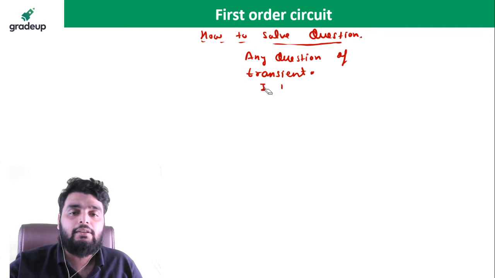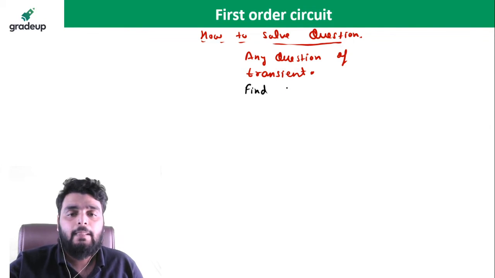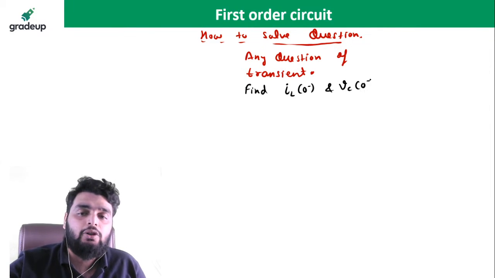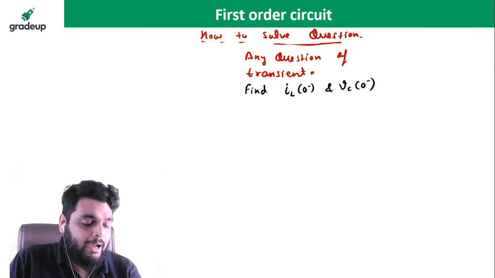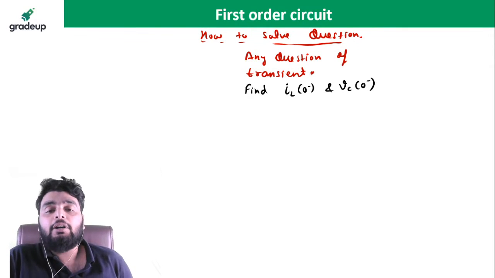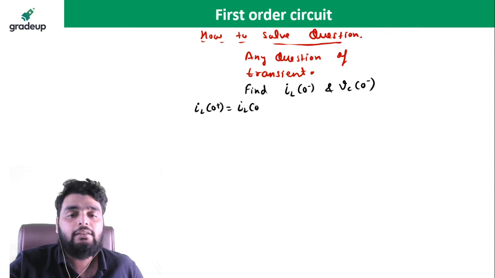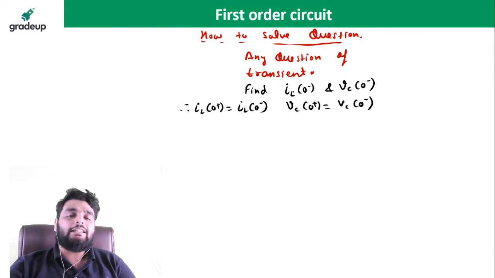the first step is to find inductor current at 0 minus and capacitor voltage at 0 minus. Always remember, first of all, I need to find out inductor current at 0 minus and voltage across capacitor at 0 minus. Why? Because if I am able to find out these two things, then inductor current at 0 plus will be equal to IL 0 minus, and capacitor voltage at 0 plus will be equal to capacitor voltage at 0 minus.